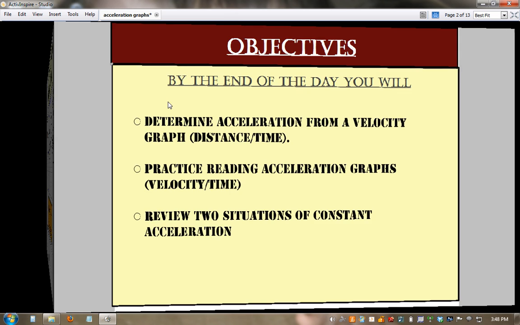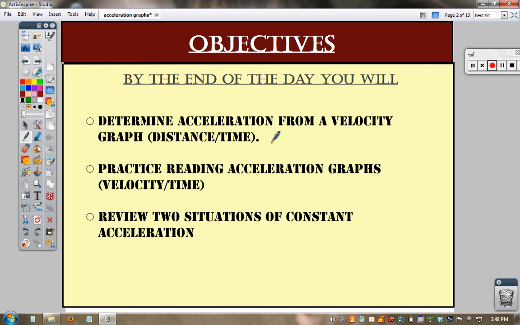For today, determine the acceleration from a velocity graph. A velocity graph is a distance over time graph. Practice reading acceleration graphs, so now this is velocity over time. And review 2 situations of constant acceleration.